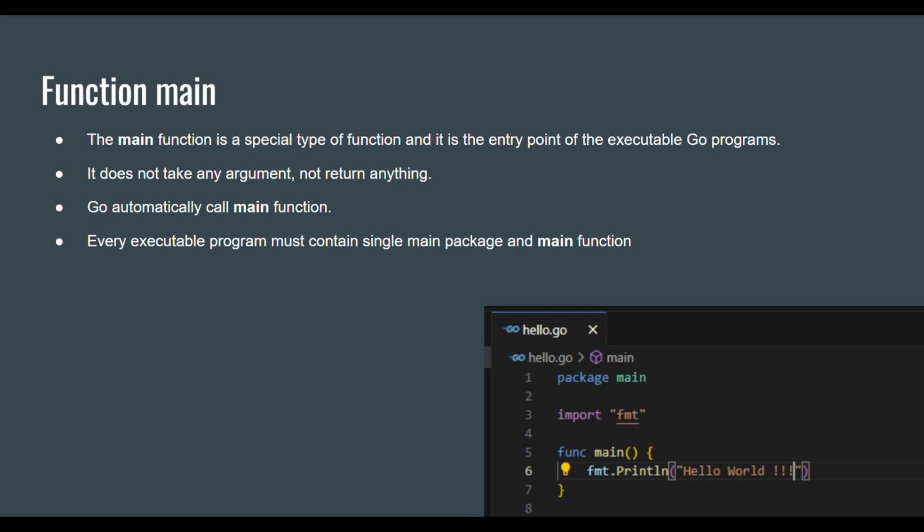In this example, this is the hello world program we wrote a couple of lessons back. It's in a main package and it has a main function. Once we run this program, this main function is called automatically and prints hello world in our console.